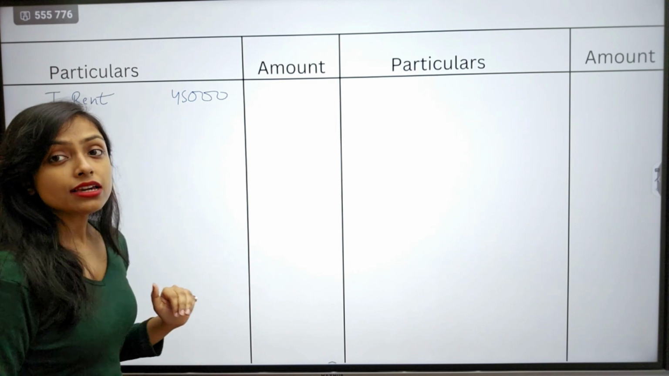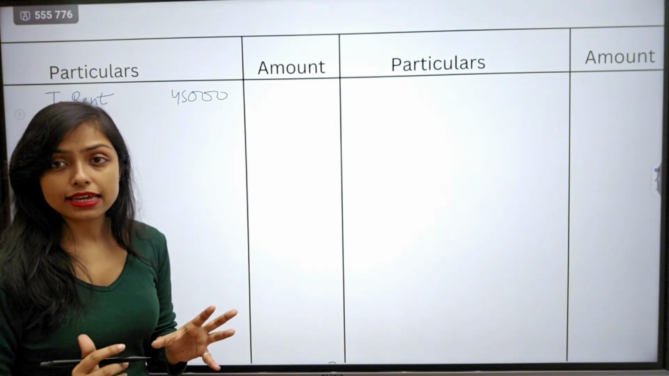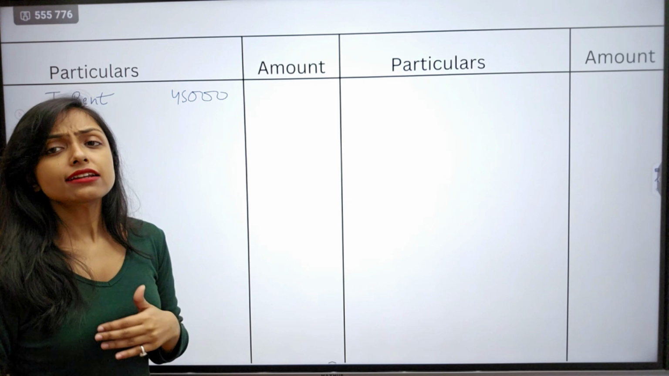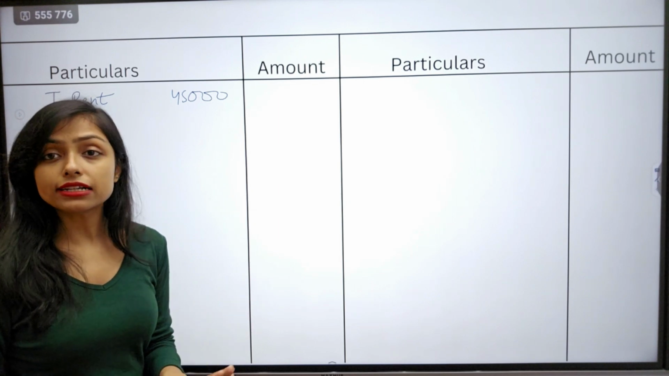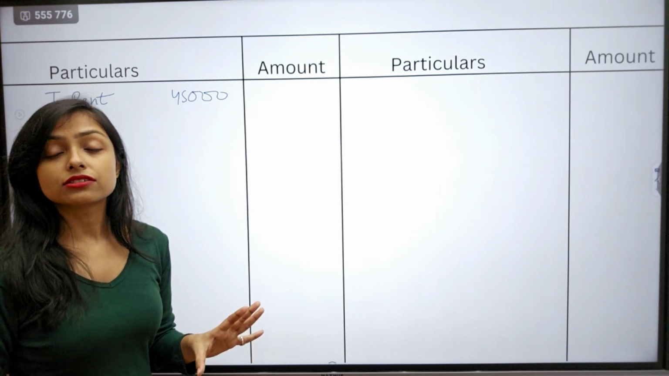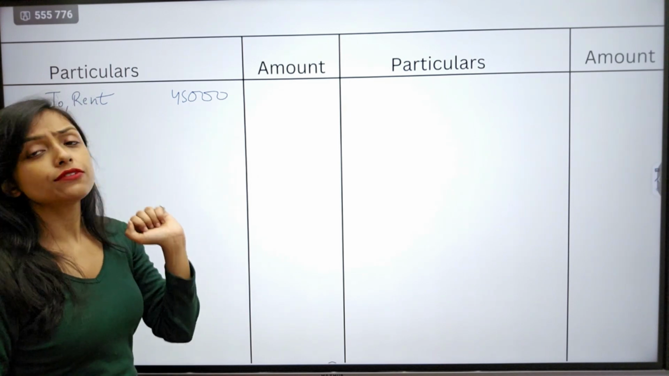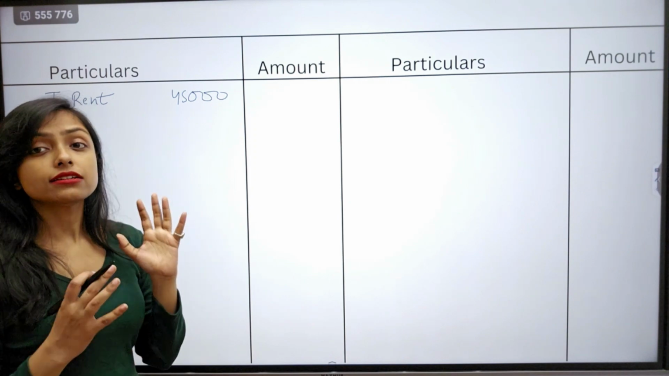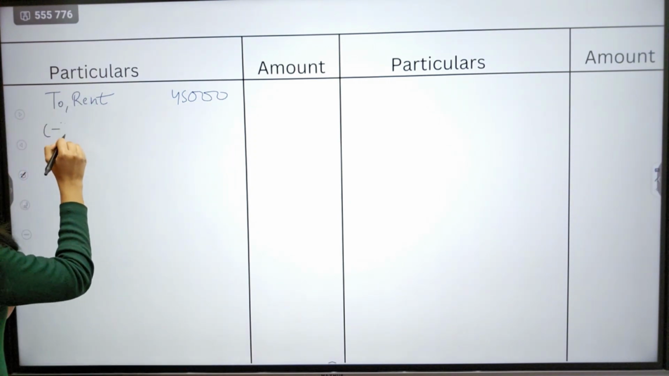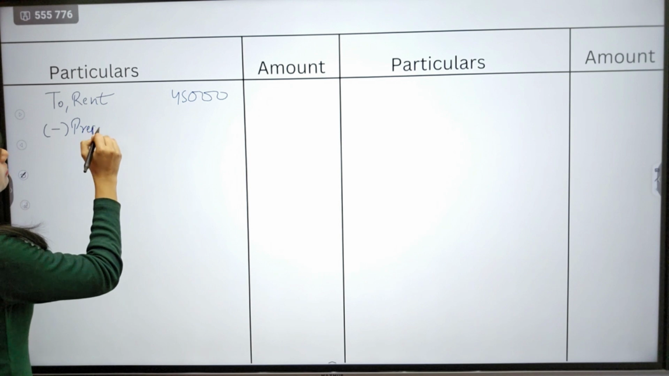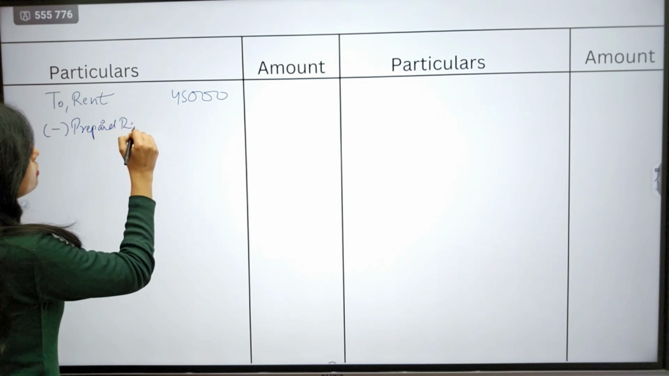Now it is telling me that the 10,000 rupees that I am saying now is in advance. It does not belong to this year. We have not taken the rental services of that 10,000 rupees in this year. So should I include it in the 45,000? No, it does not belong here. So I am going to reduce it from here to prepaid rent.